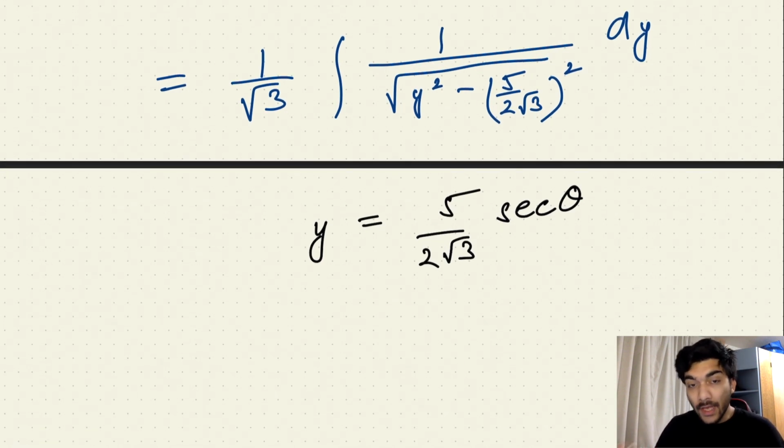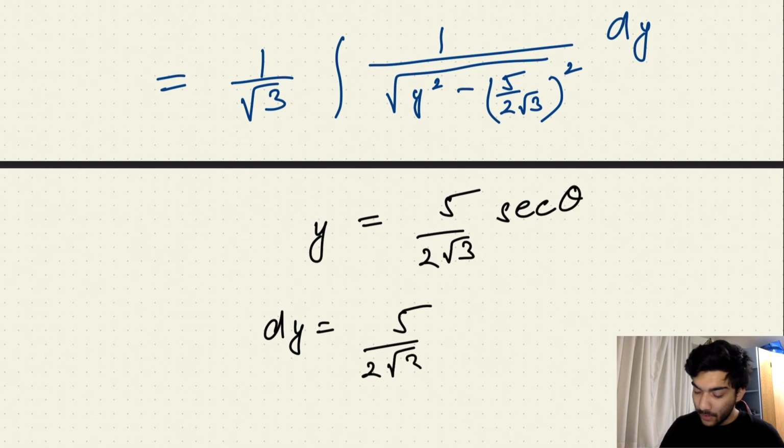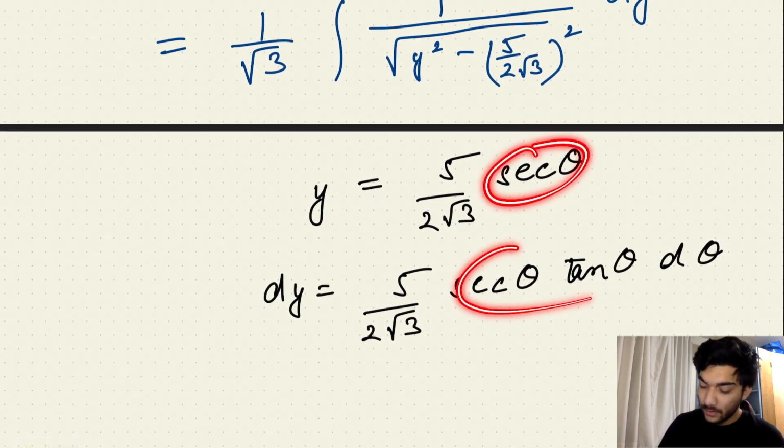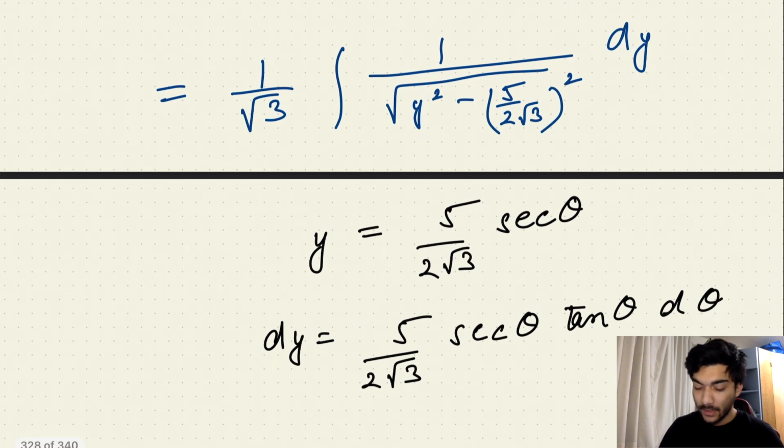So now let's clearly calculate what's happening in this case. And before doing that, let's calculate dy in this case as well. So dy would be 5 by 2 root 3 secant theta tan theta d theta, right? Because the derivative of secant theta is secant theta tan theta.